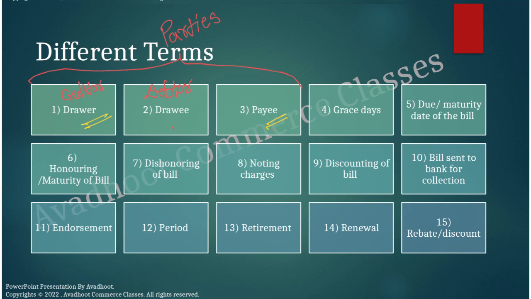I repeat, drawer is a person who draws a bill, he is a creditor. Drawee is a person who accepts the bill, he is a debtor. And payee is a person to whom the amount of the bill is to be payable.